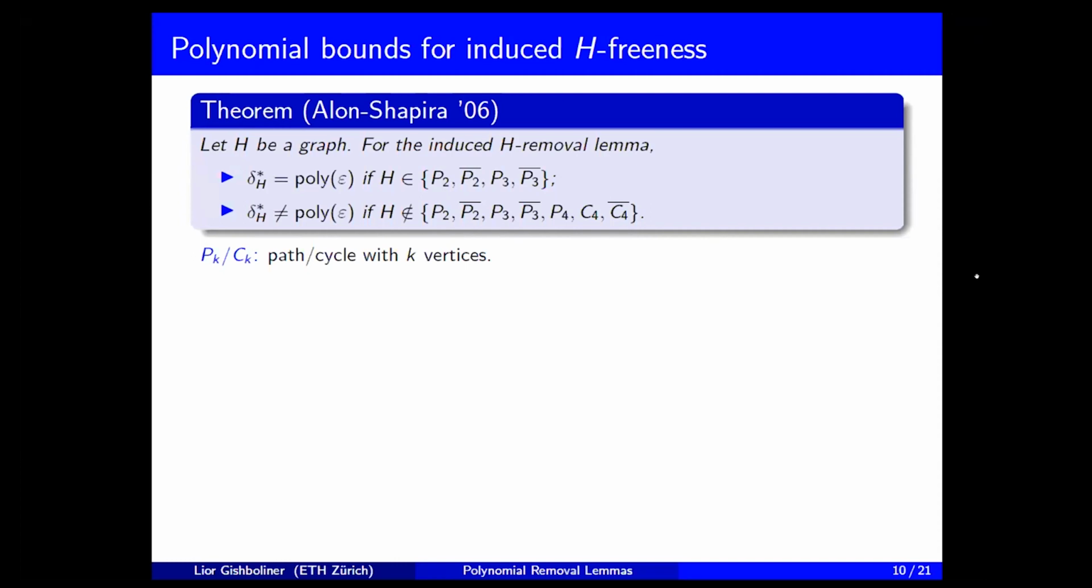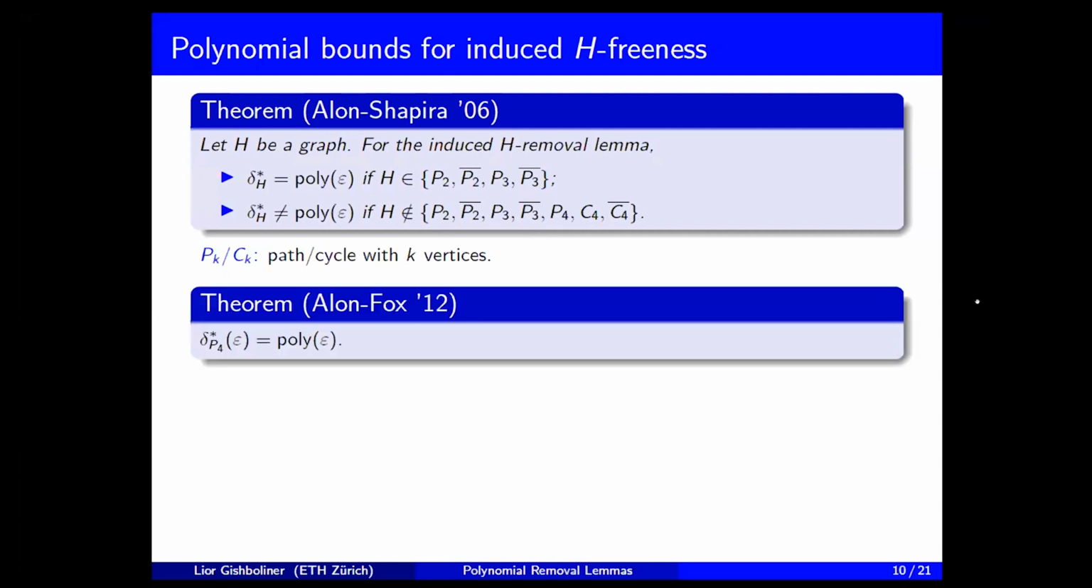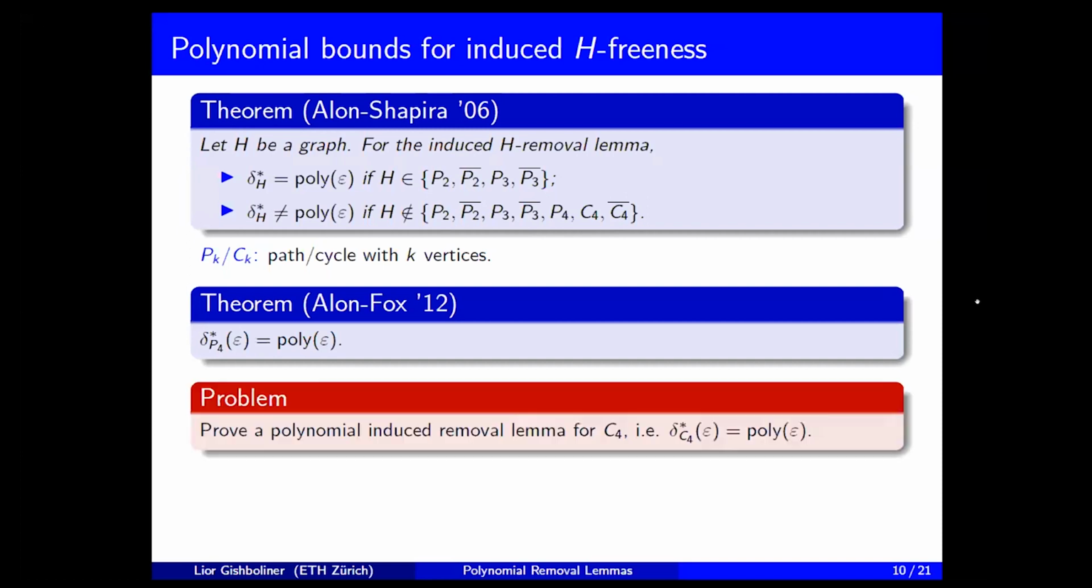Okay, so this is usually the situation for the induced case, that there are just finitely many graphs where there is polynomial dependence and everything else doesn't have. So because we are in the induced setting, a graph is equivalent to its complement because we can always take complement. So what remains is P4 and C4. P4 was solved by Alon and Fox a few years ago, and the only remaining case is C4, which is a very interesting open problem, I think.